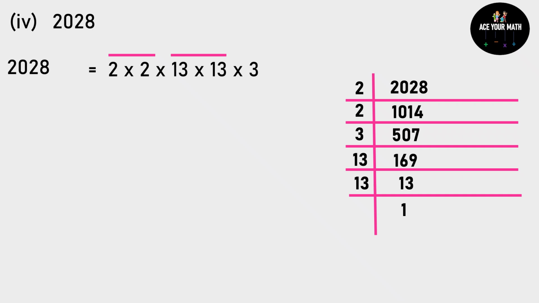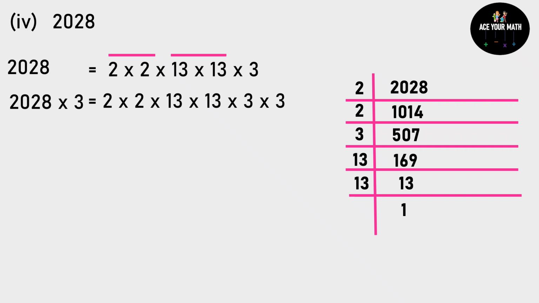Now if you see 3 is alone, now you want a perfect square. Perfect square means all factors should have pairs. So what you will do next, multiply both sides by 3. Now, when you multiply 2028 by 3, you get 6084 as the answer. And on the right hand side, all factors have pairs now. It is 2 square multiplied by 13 square multiplied by 3 square.